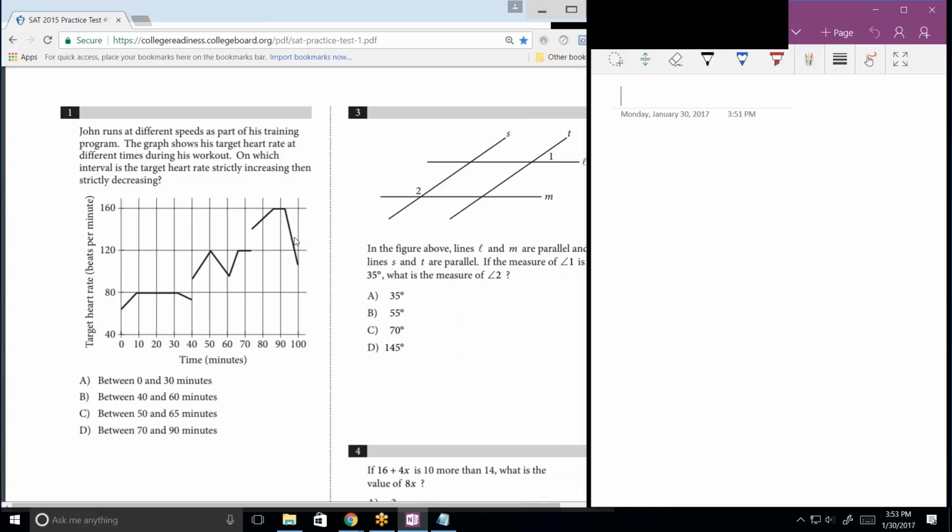The only answer that it can possibly be is from 40 to 60 because it says strictly increasing, then strictly decreasing, which means it has no time to be flat. All right.